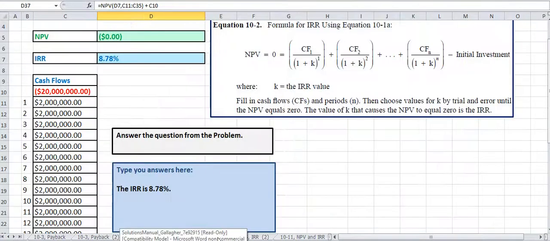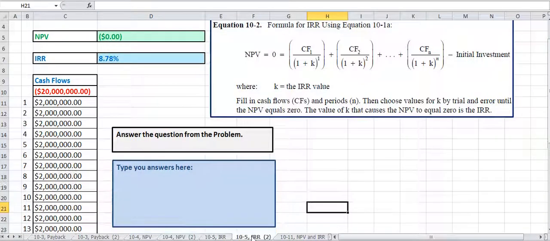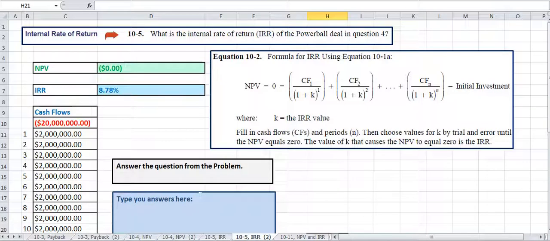So that's how the problem works. Just type your answer in here, which you just saw, and that's fine. But I really do want you guys to understand the relationship between the net present value and the internal rate of return. And if you get that, then the other problems will be easier to understand as well. Okay. Problem 10.5.